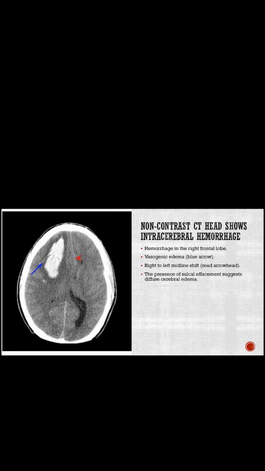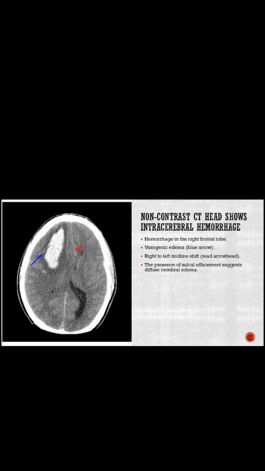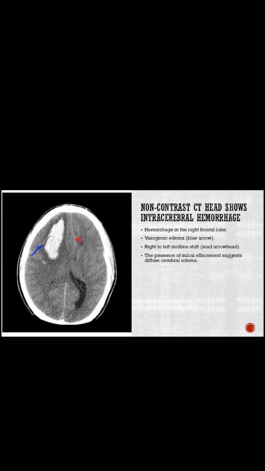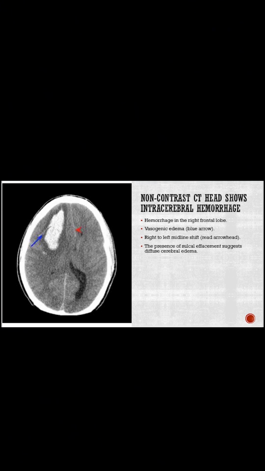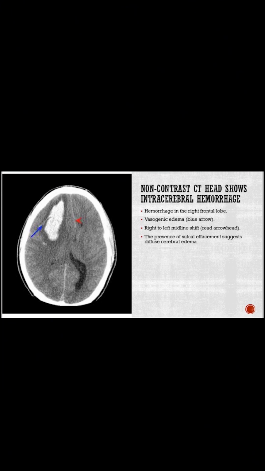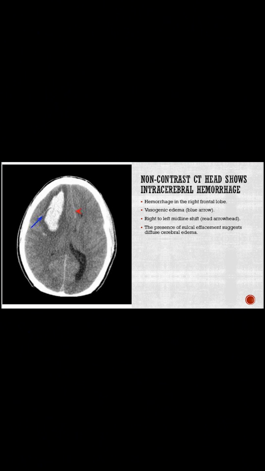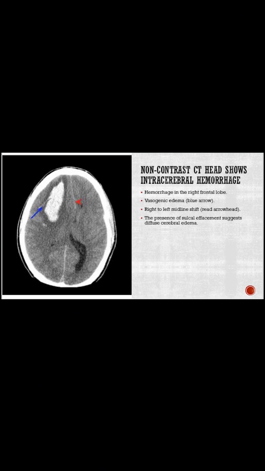This is a non-contrast CT scan of the head and it shows hemorrhage in the right frontal lobe. The blue arrow indicates vasogenic edema. The red arrow indicates right to left midline shift, and the presence of sulcal effacement suggests diffuse cerebral edema.